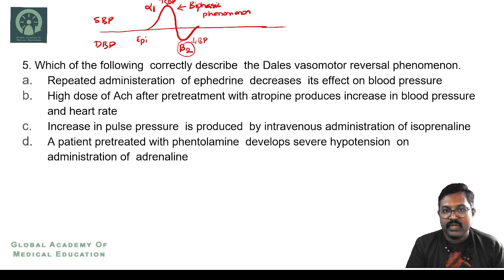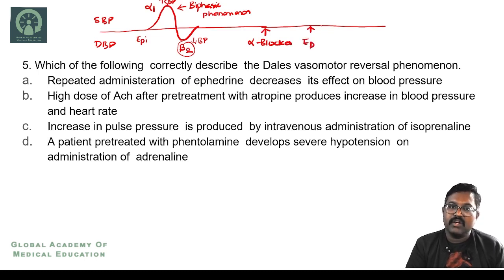So what happens in Dale's vasomotor phenomenon? If you give the alpha blocker here, what will happen if you give epinephrine again? You're not going to see the rise, only you'll see the exaggerated fall in the blood pressure.